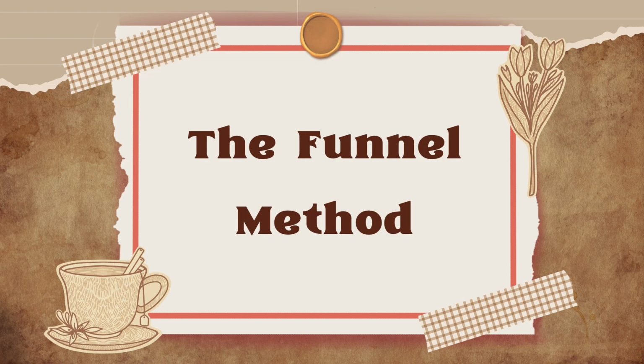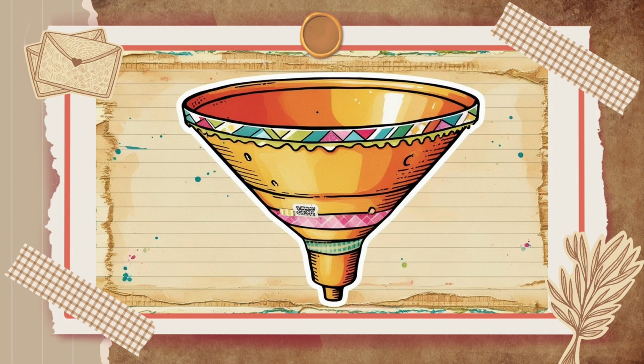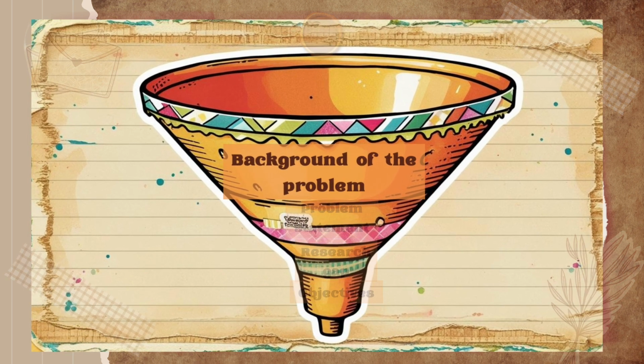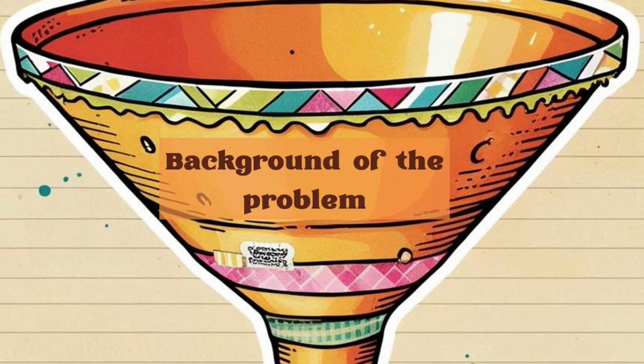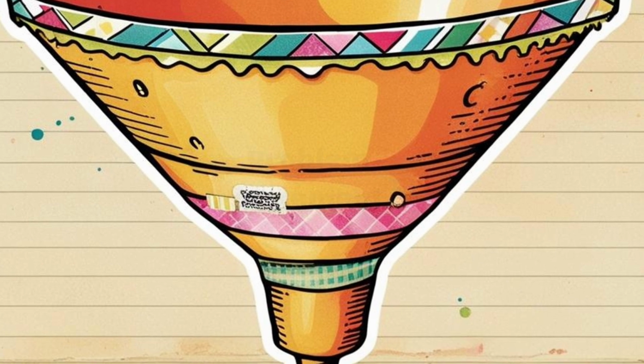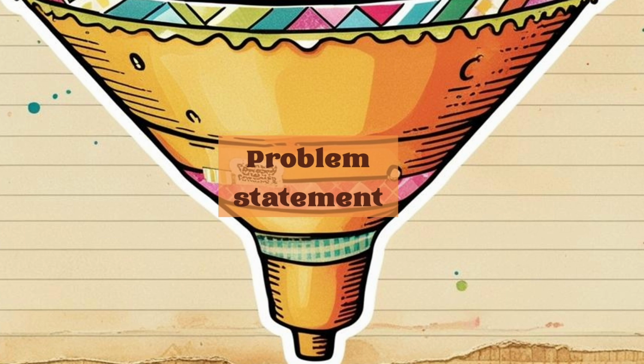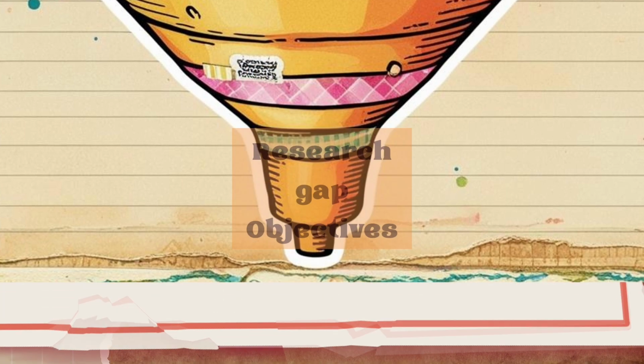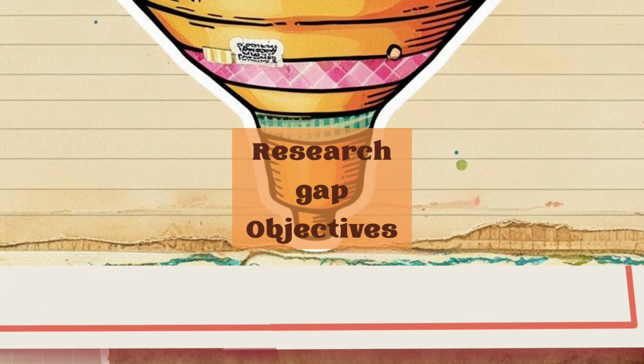First, let's discuss the funnel method. This method starts with a broad context and narrows it down to the specific focus of your research. It's a writing technique that organizes the introduction in a way that guides your reader through the topic. This method ensures your readers understand the background, the problem you are addressing, and the significance of your study.